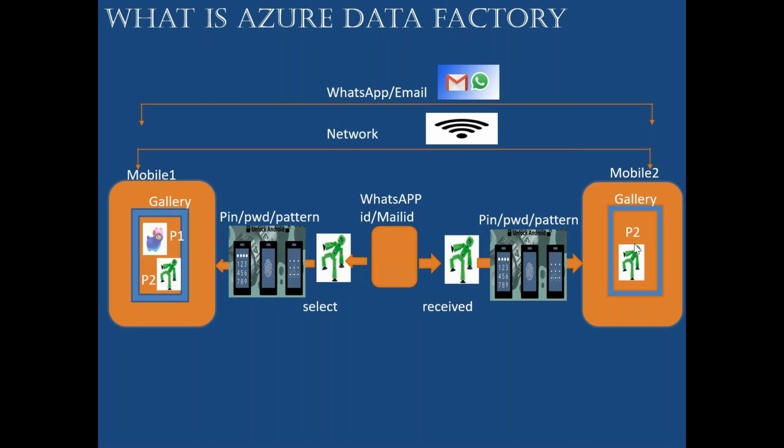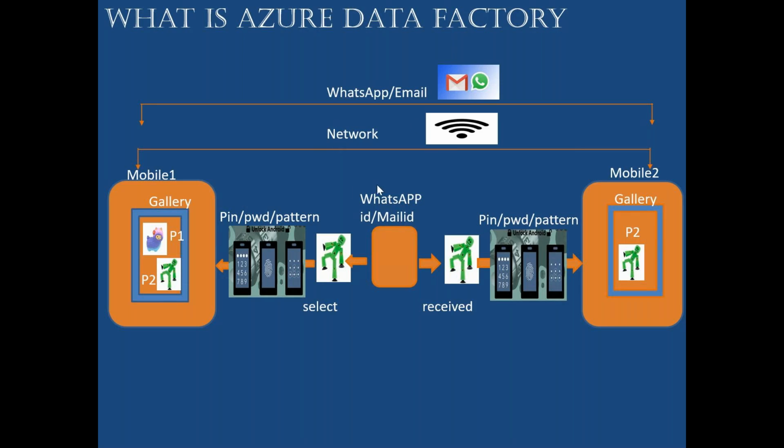Now what is the task that we want to perform? Copy task. I don't want to remove the photo from my side. I just want to send one copy of this photo to the end user. So I want to use a task called copy task. So how many tasks do we need? Only one task is enough to send this photo from source side to sink side.